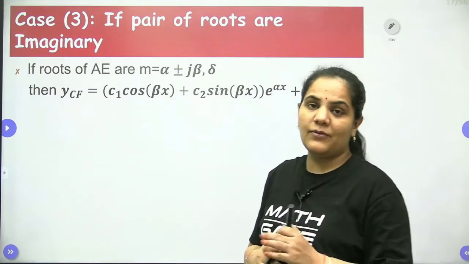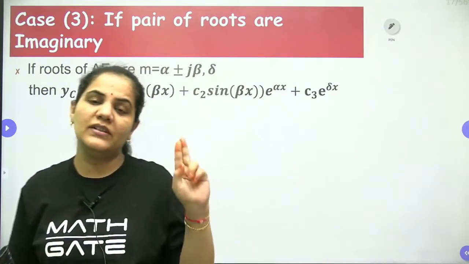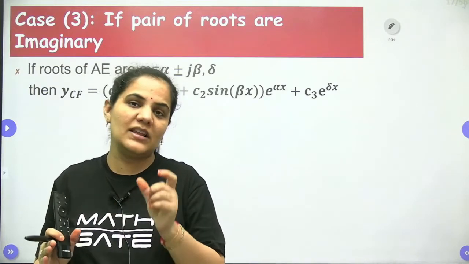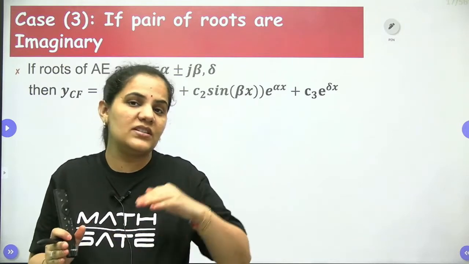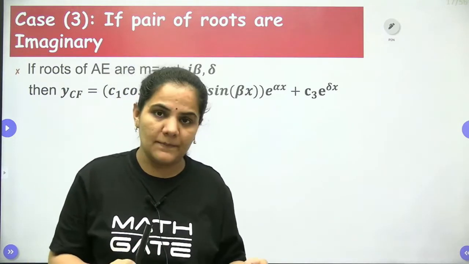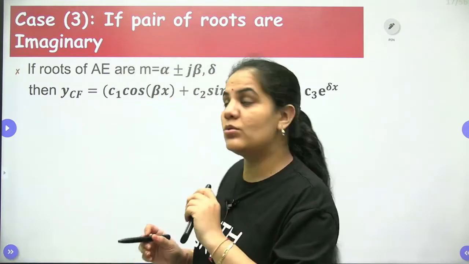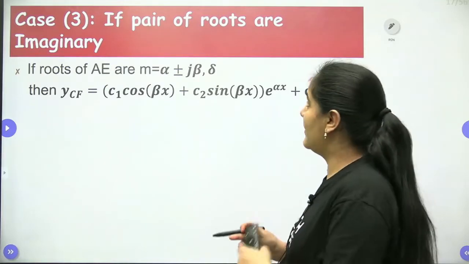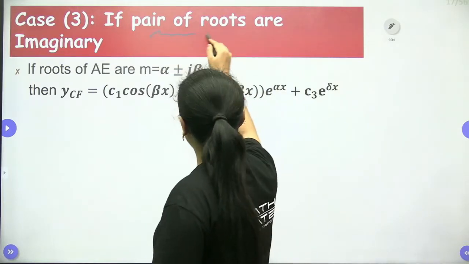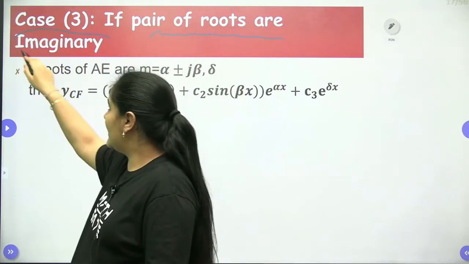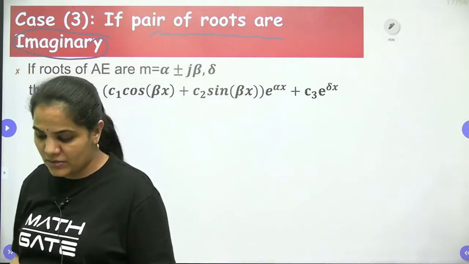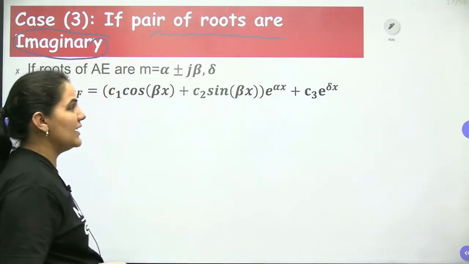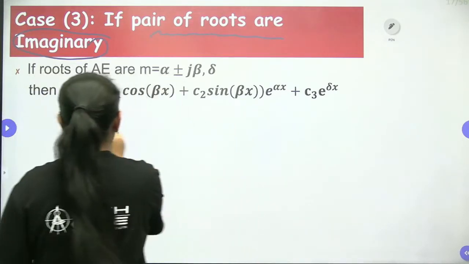Now case number 3 is different. In case number 1 and case number 2, we were discussing real roots only. It is fixed that the root is real; either that real root is different or that real root is equal, right? But now if we have imaginary roots, how can we approach it? It means we have complex roots, so let's discuss what will happen. If a pair of roots are imaginary, ultimately we are talking about complex roots only, dear students.